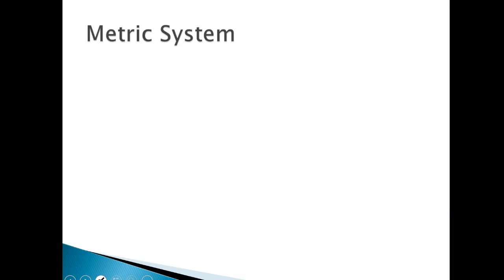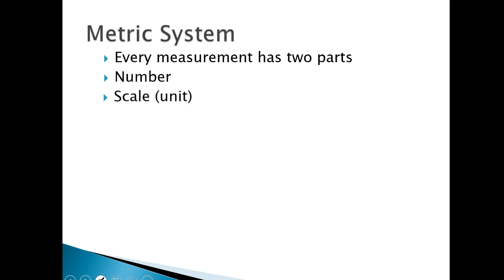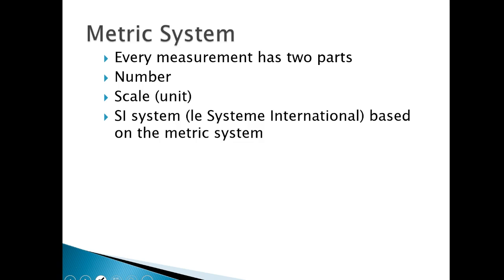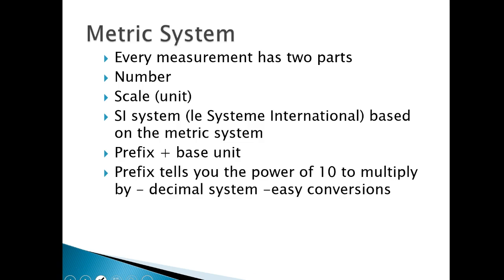probably the hardest part. So the metric system, again, every measurement has two parts. It has a number and it has a unit. But in the metric system, or the SI system, the way they write the units are not feet, inches, yards, miles. Different words which mean measuring length. Okay? They have what's called a prefix, and then they have a base unit. And there's three main base units, and the prefix tells you the power of 10 to multiply the conversion in order to make it into the next conversion.